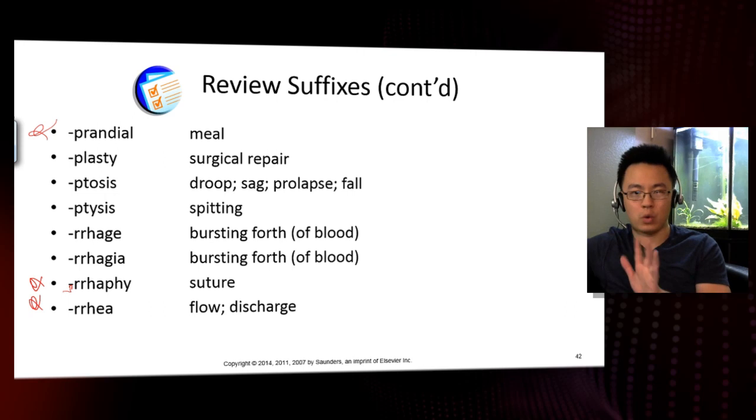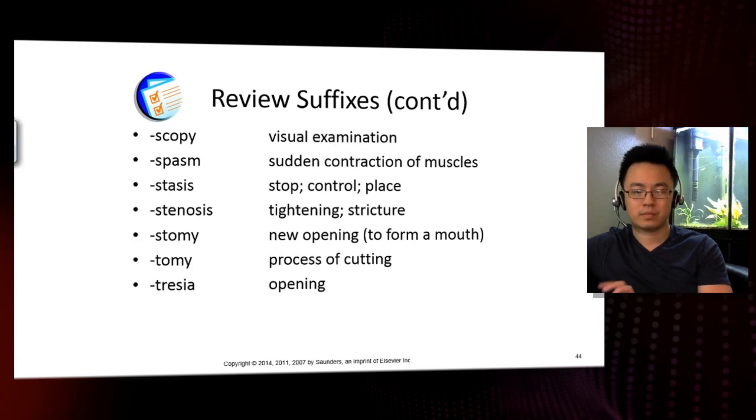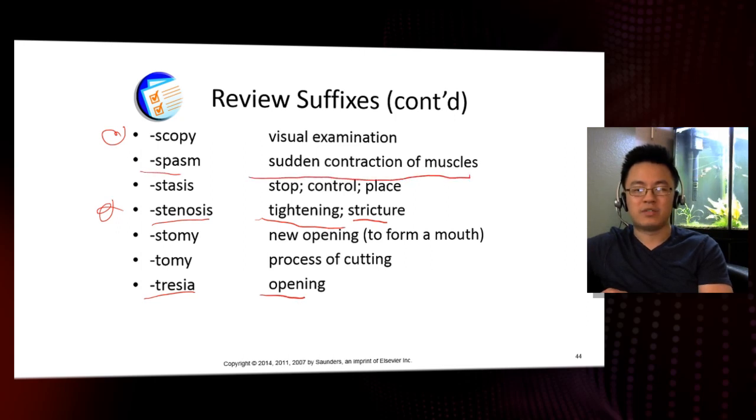Rhea means flow or discharge. Scopy, definitely I would want to know this one, which means visual examination. Stenosis, that's another big one, which means tightening or stricture. And tresia, which means opening. Spasm definitely means sudden contraction of muscles.